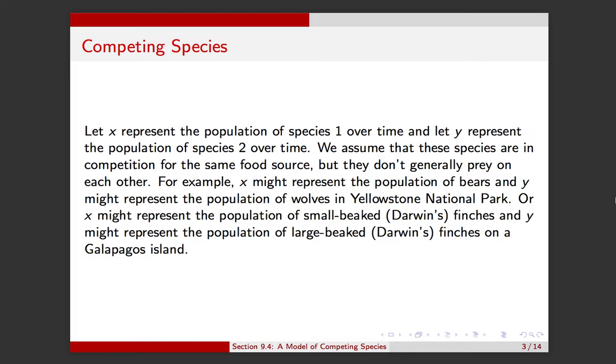Let x represent the population of species 1 over time, and let y represent the population of the other species. We assume that these species are competing for the same food source, but they don't prey on each other. So it's merely competition for food. They're not eating each other or anything. For example, X might represent the population of bears, and Y might represent the population of wolves in Yellowstone National Park. Or a lot of times you'll see these models used to talk about competing bird species. So X might represent the population of a small beaked finch, and Y might represent the population of a large beaked finch on a Galapagos island. This is the framework for these models.